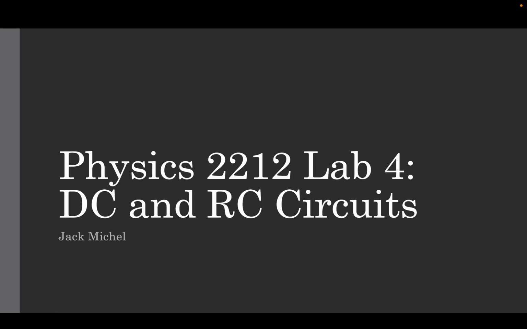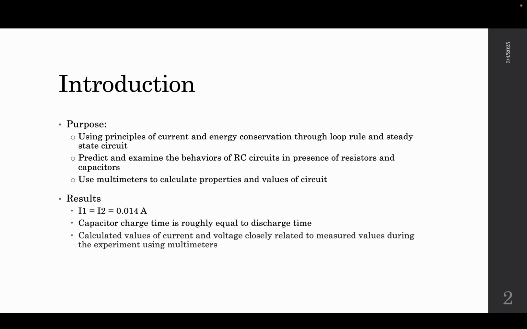This is Physics 2212, Lab 4: DC and RC Circuits. Introduction. The purpose of this lab is to use principles of current and energy conservation through the loop rule and steady state circuit, predict and examine the behaviors of RC circuits in the presence of resistors and capacitors, and use multimeters to calculate properties and values of the circuit.